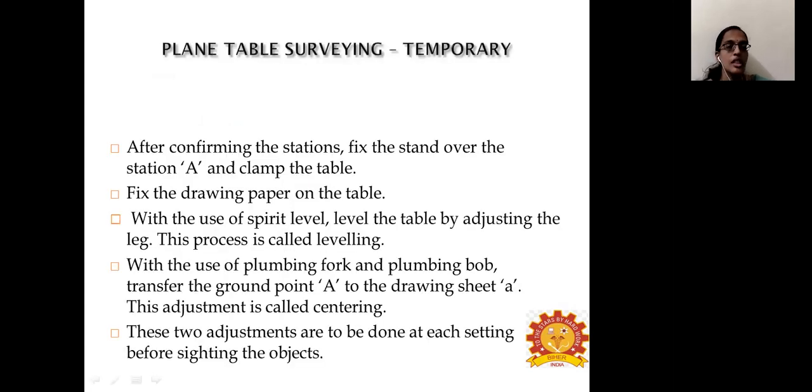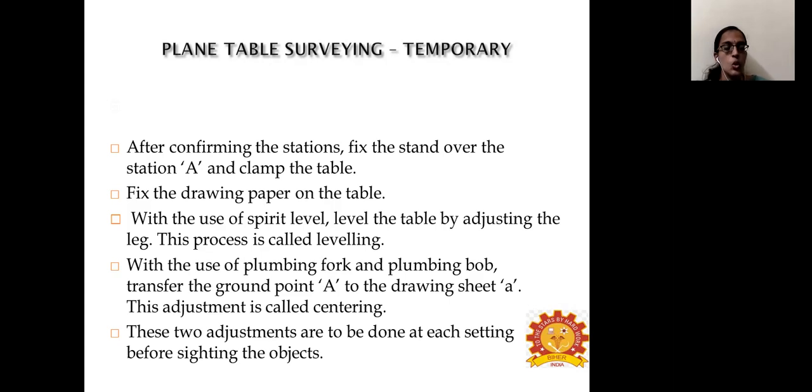After confirming the station, we have to fix the table over station A, and then we have to clamp the table and fix the drawing sheet on this table. With the use of the spirit level, we have to level the table by adjusting the legs. This process is known as leveling. And with the use of the plumbing fork and the plumb bob, transfer the ground point A to the drawing sheet, which is indicated as small a. This adjustment is called centering.